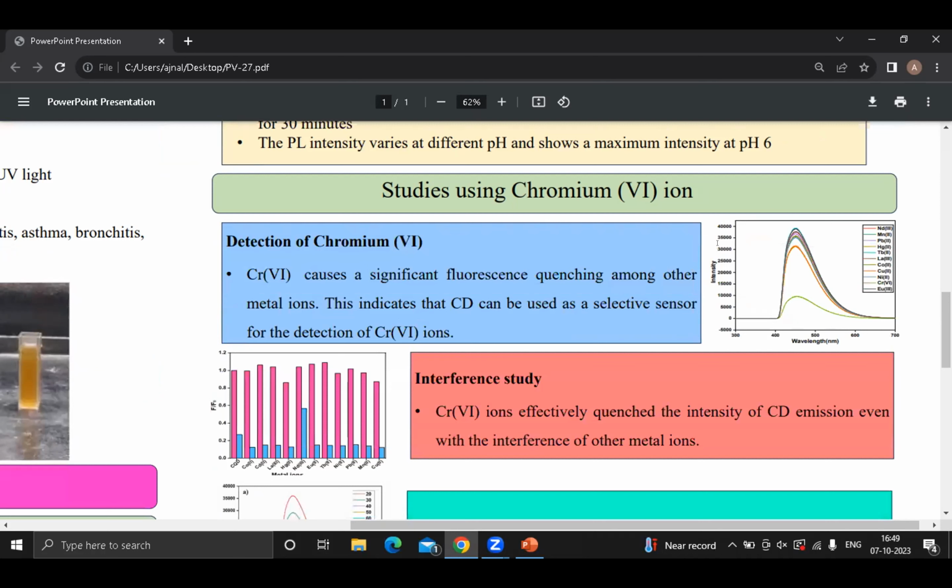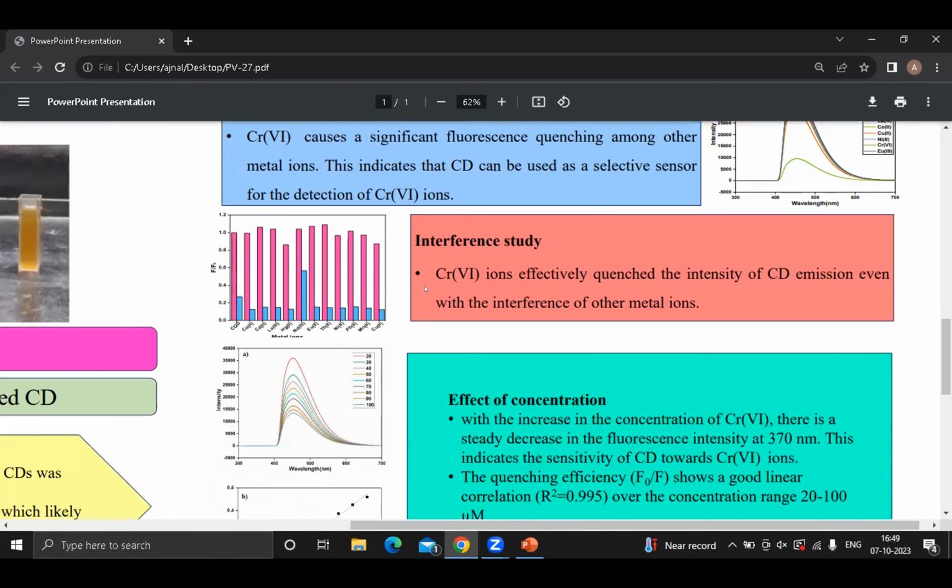Then we conducted the application studies, in which the fluorescence response of the series towards various metals was detected. Here we used neodymium, cadmium, manganese, lead, mercury, terbium, lanthanum, cobalt, copper, nickel, chromium, and europium, in which this CD detected only chromium 6 ions, which means we can use this as a selective sensor for detection of chromium 6 ions.